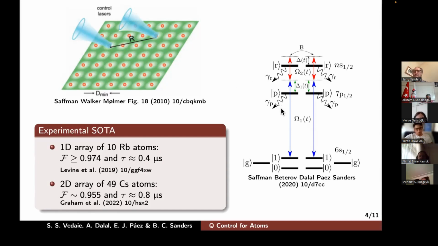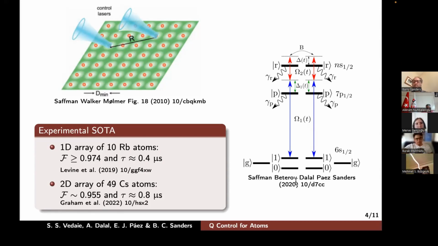And on the right, you can see what's going on. So this result is out of a 2020 paper my students Dalal and Paez and I did with Mark Saffman and with Betteroff. We actually deal with a couple of cases.